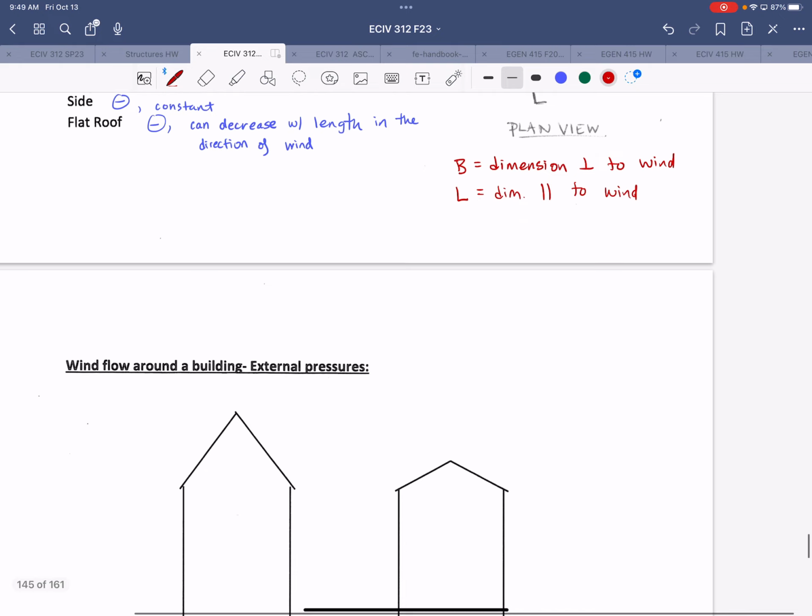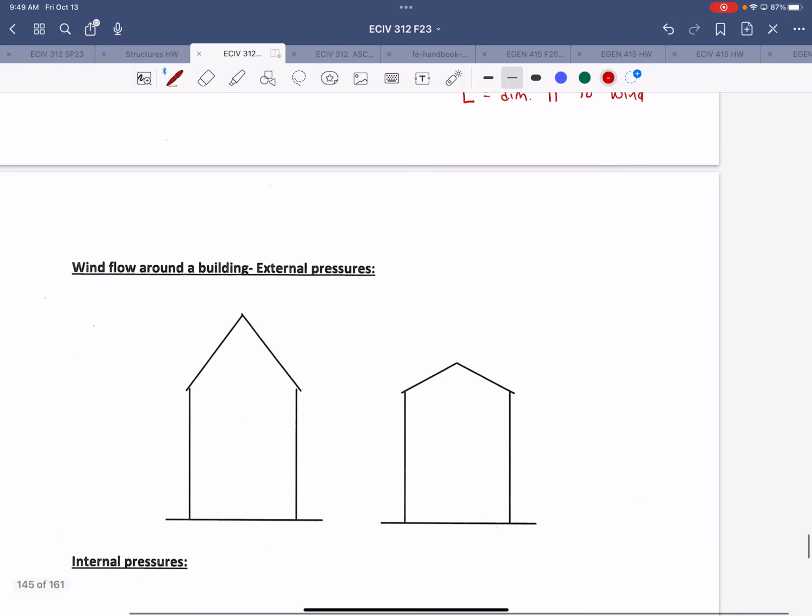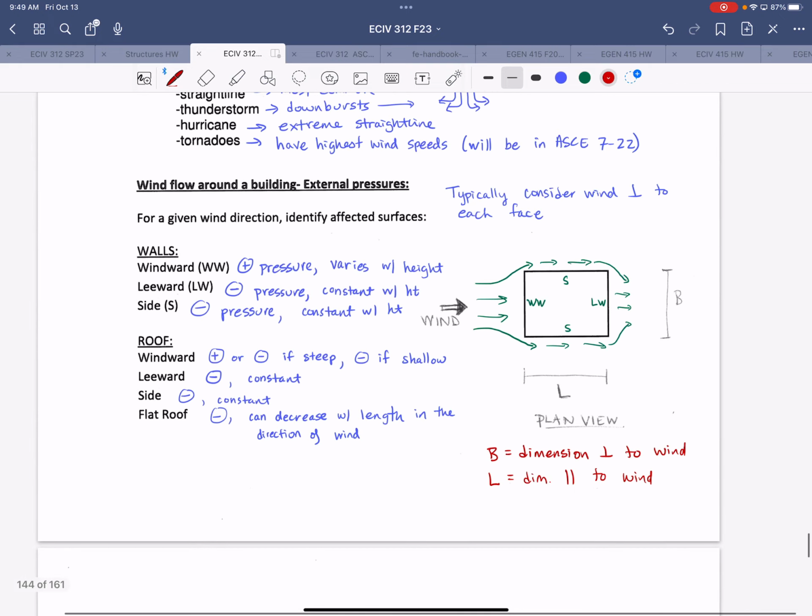Okay. Looks like we're about out of time, so this is a good stopping point for today. Next time we will continue with wind structure interaction and discussing external and internal pressures, then go on to defining the net design pressures. And then we'll dive into the ASCE 7 handout.